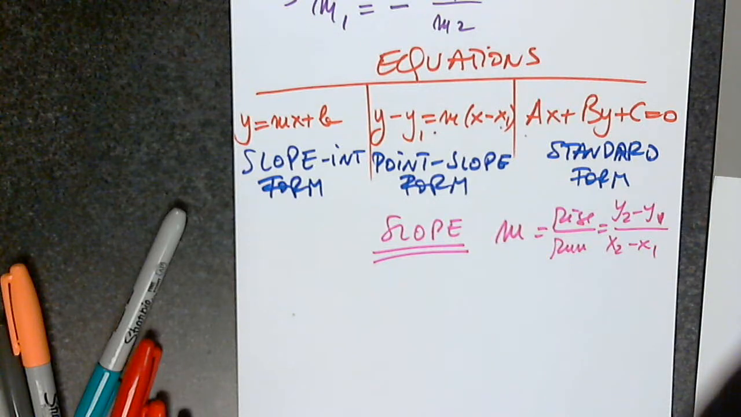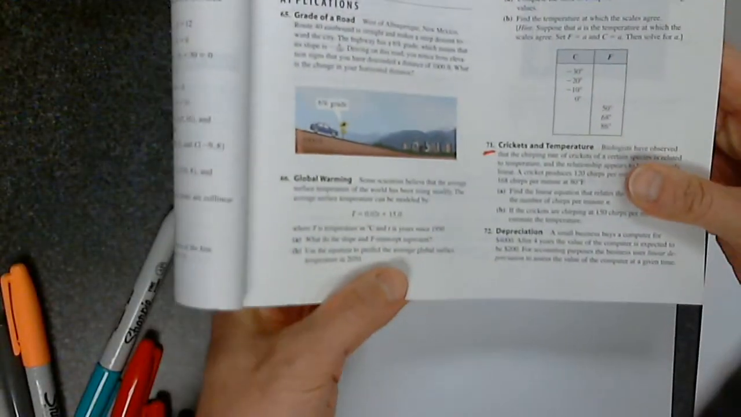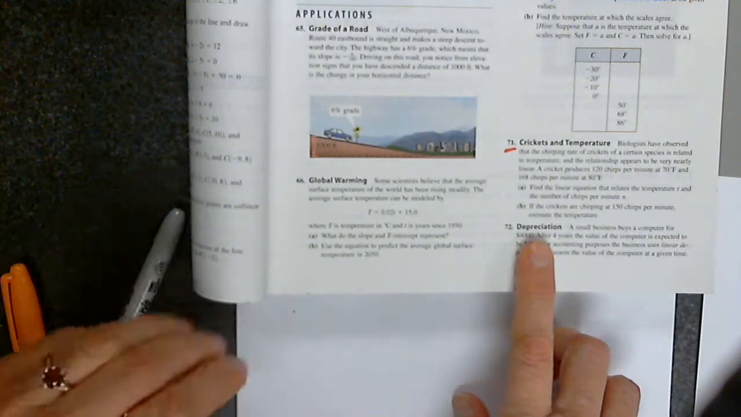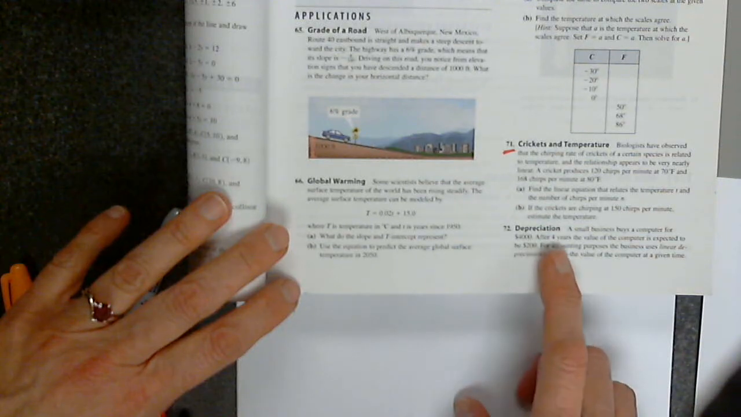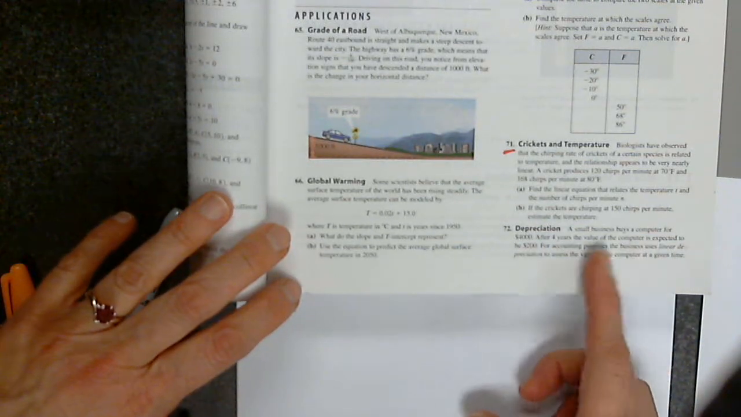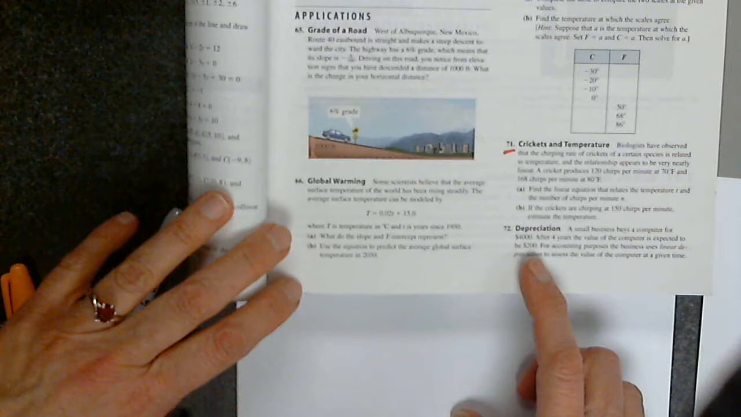So, I'm looking at your book and I'm trying to, yes, why not? 72. 72 on page 117. Depreciation. A small business buys a computer for $4,000. After 4 years, the value of it is expected to be $200.